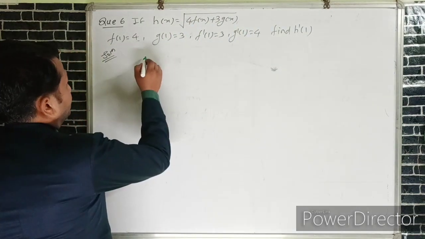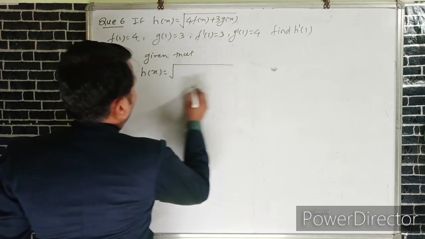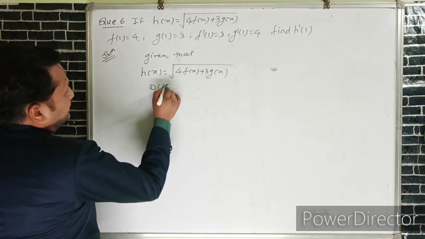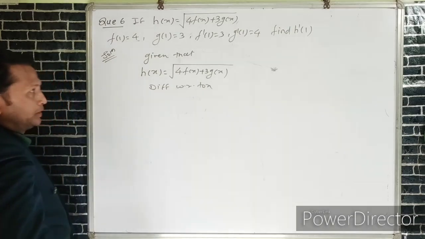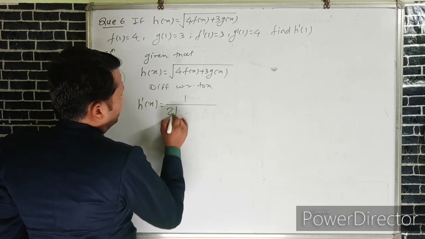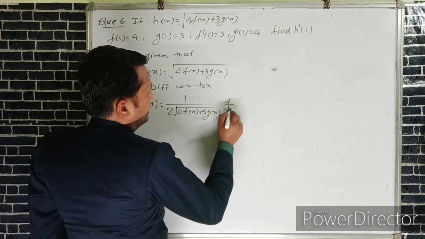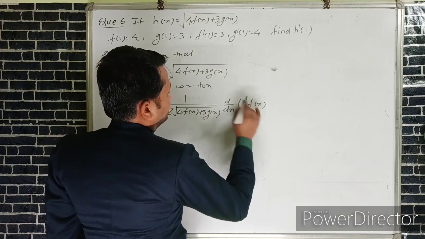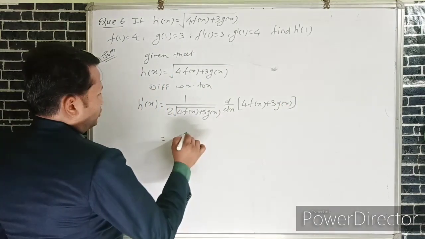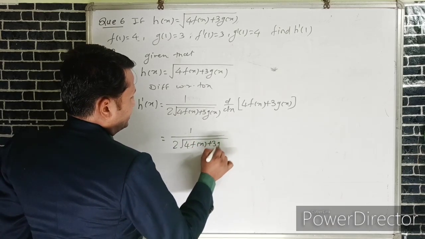we differentiate the given function. It means that given h of x is equal to the square root of 4f(x) plus 3g(x), if we differentiate with respect to x, then we get the derivative of h(x), which is h'(x). The derivative of a square root is 1 upon 2 times the square root of 4f(x) plus 3g(x), into again the derivative of 4f(x) plus 3g(x), is equal to 1 upon 2 times the square root of 4f(x) plus 3g(x) as it is.